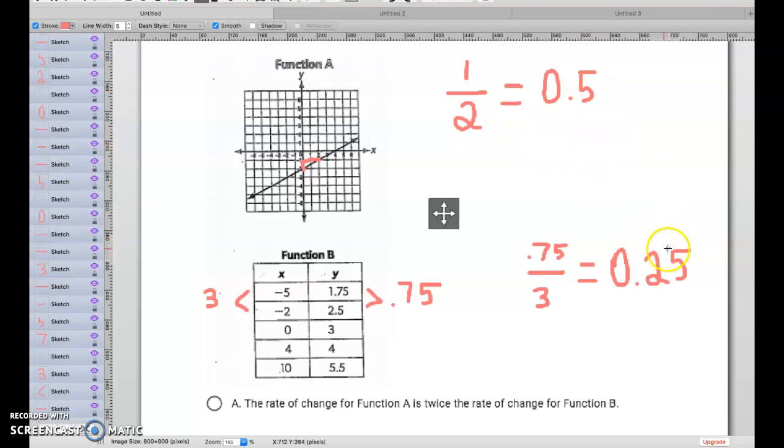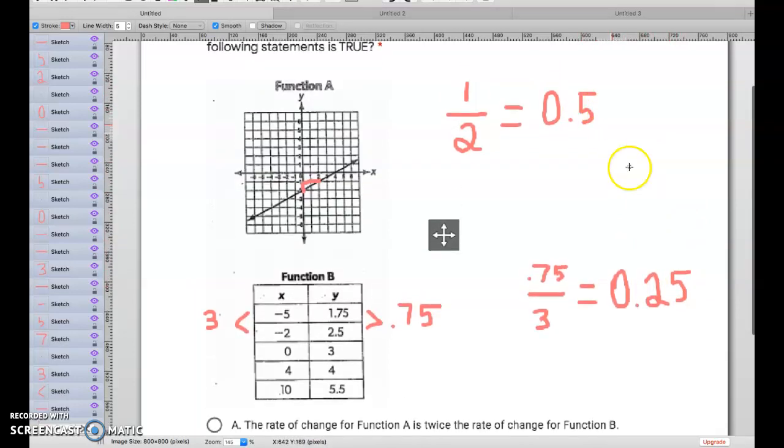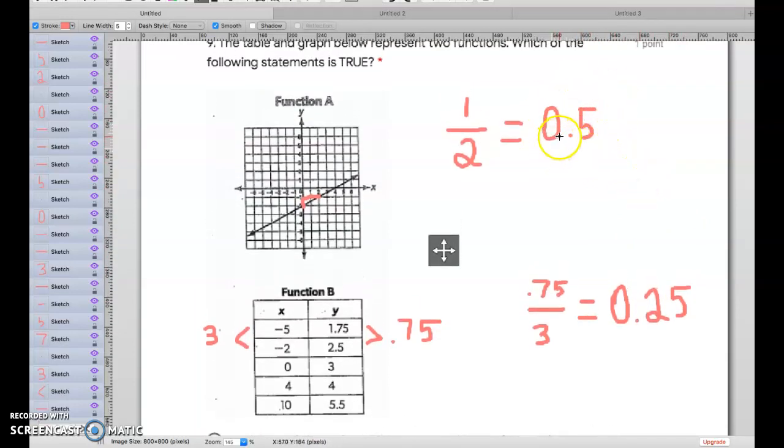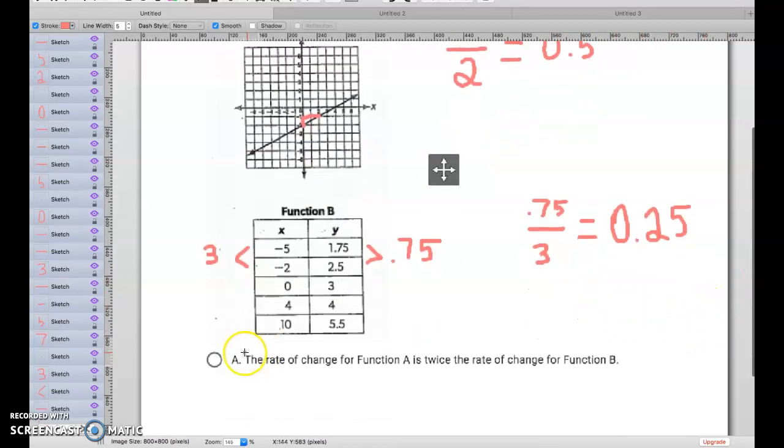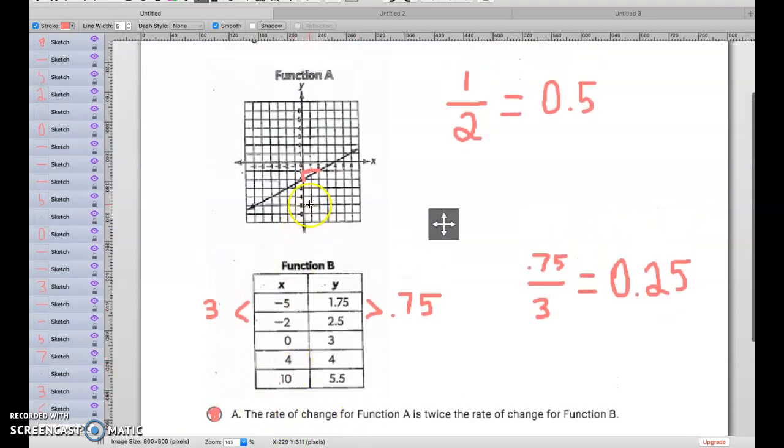In fact, this is like 25, and this is like 50. So for function A, the rate of change is twice as big as this rate of change. So that is why A is the right answer. I'm just kind of giving you the answer for that one, just because so many people miss that problem. Again, when it asks you for rate of change, you need to find the rise over run for each function. Sometimes you'll look at a graph, and sometimes you'll look at a table, and then you just compare. Maybe you want to turn your rates of change, your fractions, into decimals, and then you compare them and see which one is bigger.